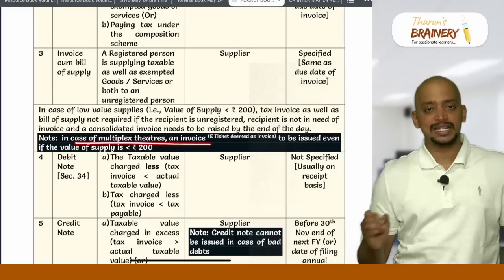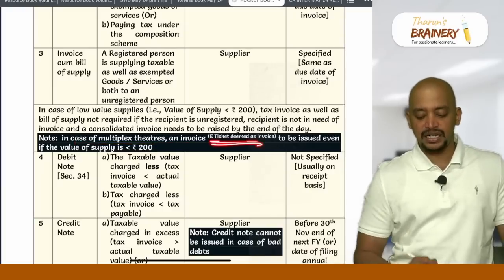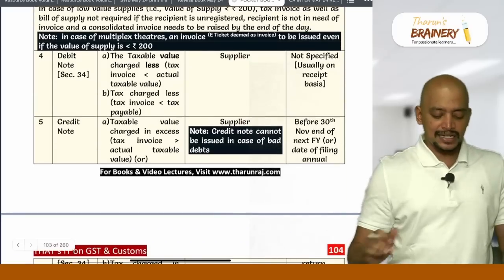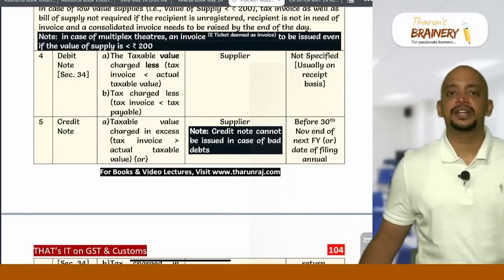So in case of multiplex theatres, an e-ticket is deemed to be an invoice, to be issued even if the value of supply is less than 200. Then there is something called a debit note and credit note, which is given in section 34.